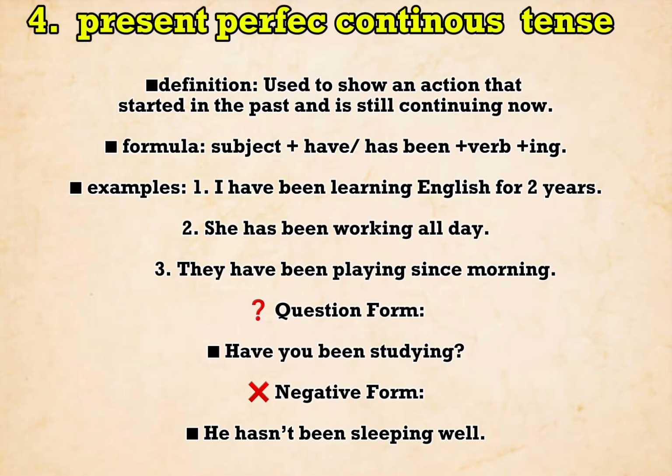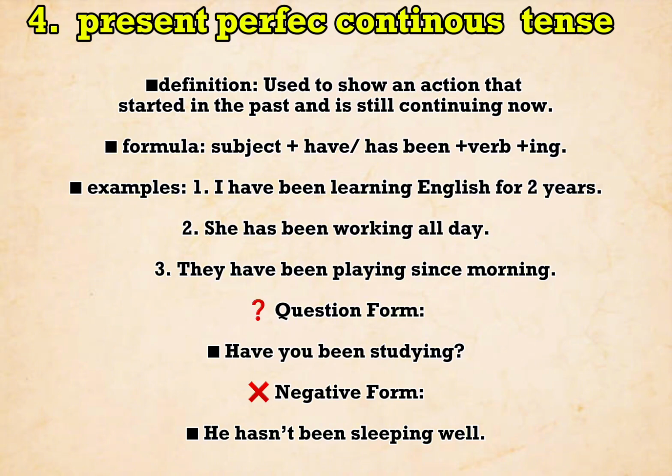4. Present perfect continuous tense. Definition. Used to show an action that started in the past and is still continuing now. Formula: subject + have/has been + verb-ing. Examples: 1. I have been learning English for 2 years. 2. She has been working all day.